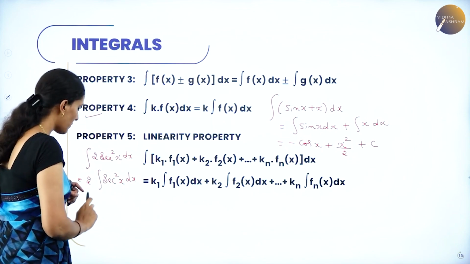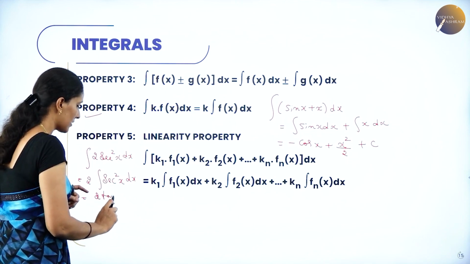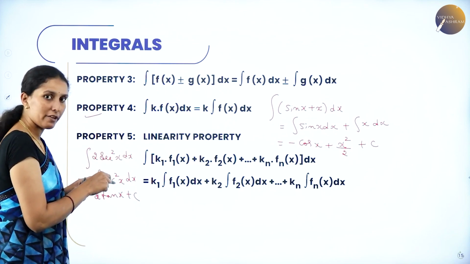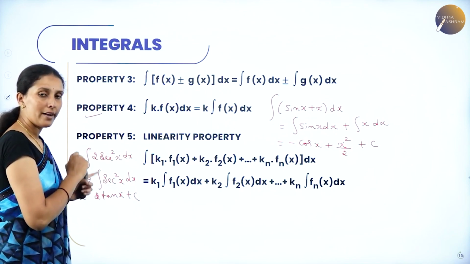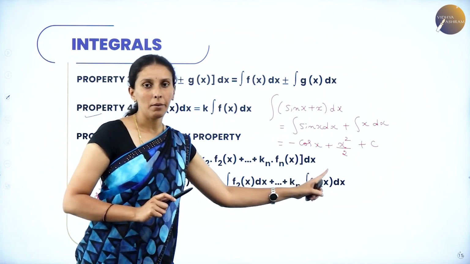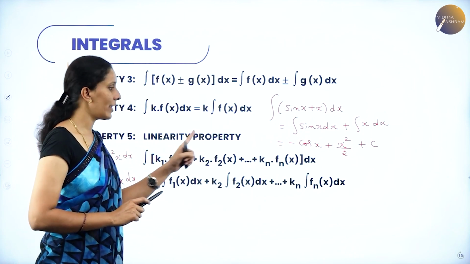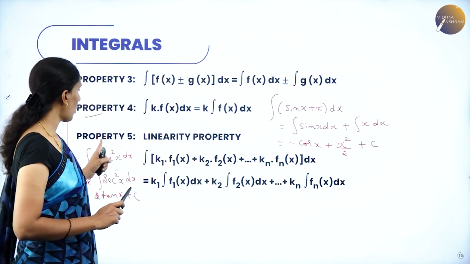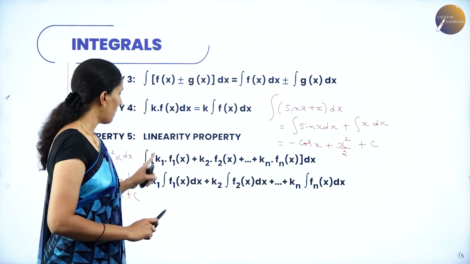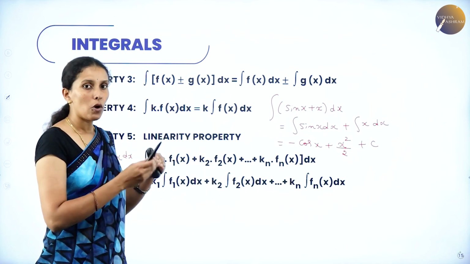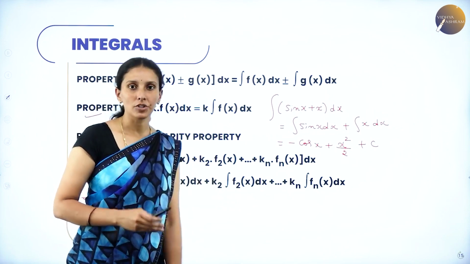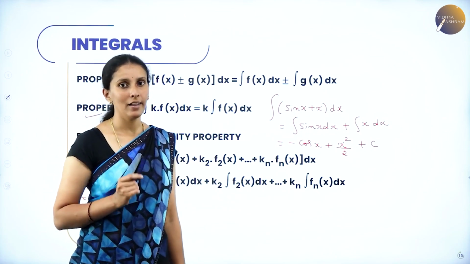Therefore, integration of secant square can be written as tan x plus c. So, this is how we integrate. Any constant multiplied with the function, take out the constant outside and then integrate only the function. Similarly, it can extend to n number of values also. Thus, it is called the linear property. This is what property 5 says. When functions are given multiplied with any constant, take out all the constants from the integral and integrate each and every function separately to get the integral value.